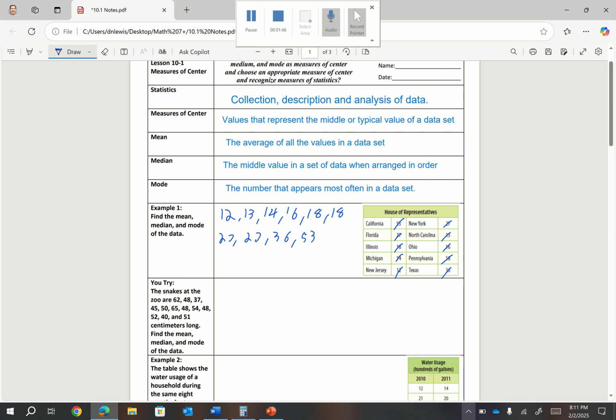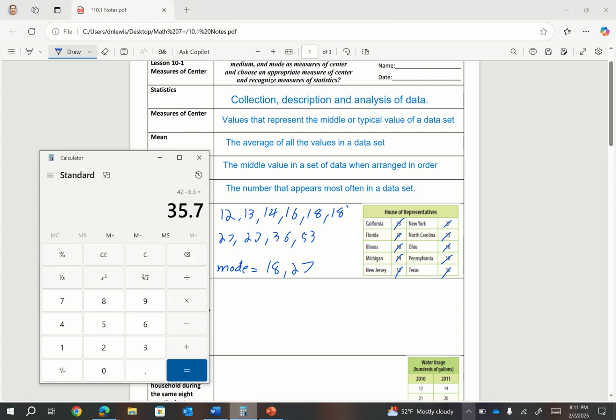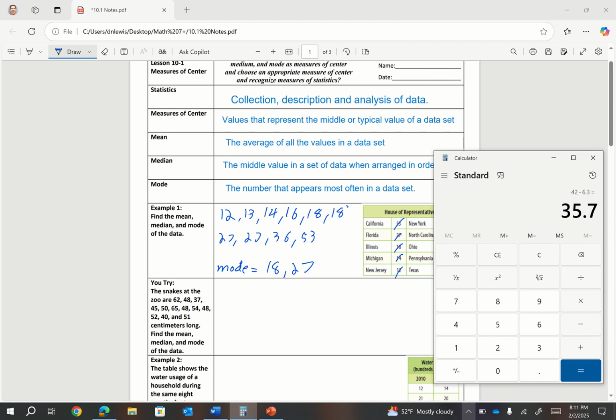So we've got 10 values in our data set. So right away, we might be able to find the mode. We saw that I wrote 18 down twice and 27 down twice. So that means the mode will be both of those numbers, 18 and 27. To find the average, we'll have to add all those up and divide by 10.